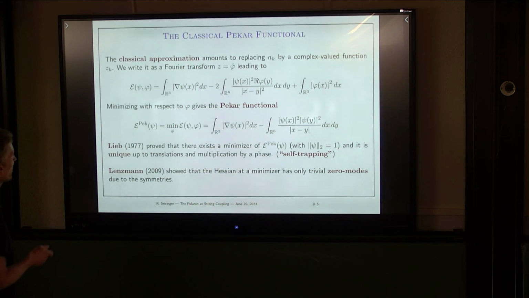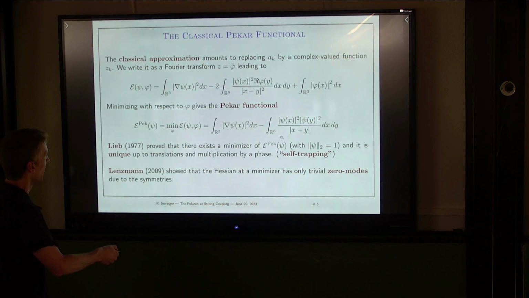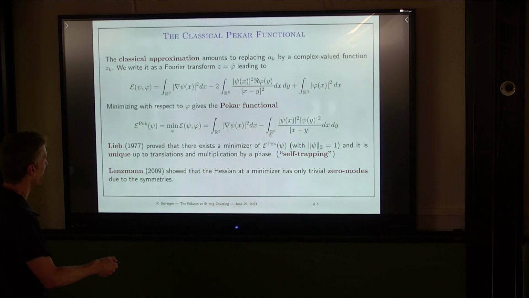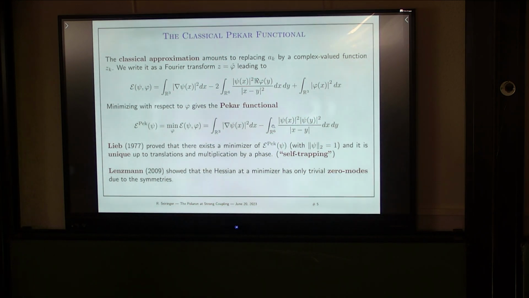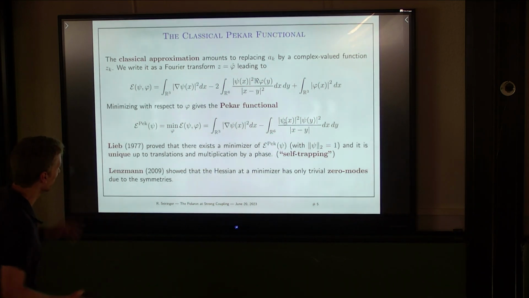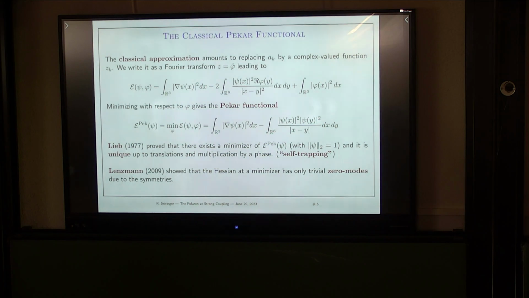Now, what about this classical model? So this is actually also of independent mathematical interest. You can, for instance, study this functional and ask, what about minimizers? In fact, this was an old work by Elliott Lieb in the 70s who proved the existence of minimizers and actually the uniqueness up to the trivial symmetries. So meaning, this functional is clearly also translation invariant. If you move psi by a translation, it doesn't change. However, Lieb proved that up to this symmetry, there is actually a unique minimizer.